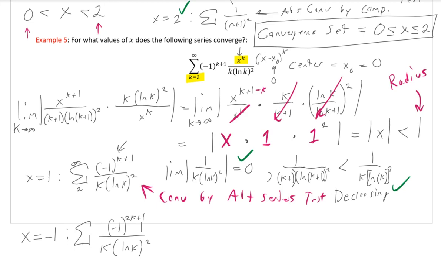Well, 2k plus 1 always defines an odd number. 2k plus 1 is always odd for all values of k. And -1 to an odd power is -1. So this is the same thing as the sum of -1, which we can actually pull outside the sum if we want to. Negative sum of 1 over k natural log of k squared.